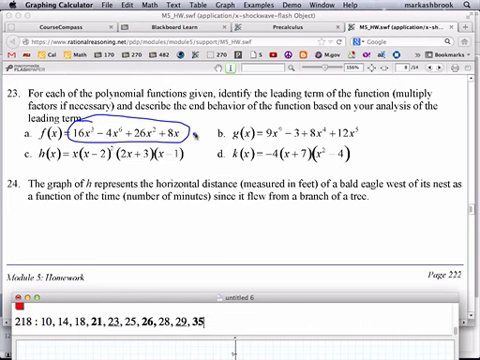So what is our leading term here? Negative 4x to the 6th. What's our leading term here? 9x to the 9th. Okay?